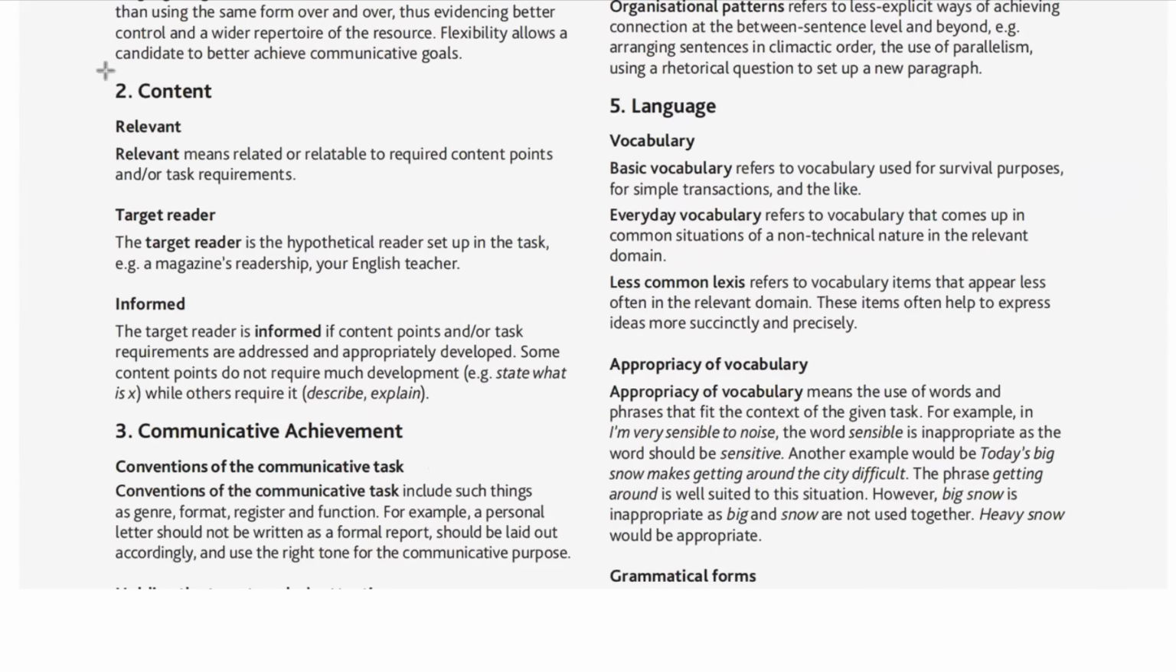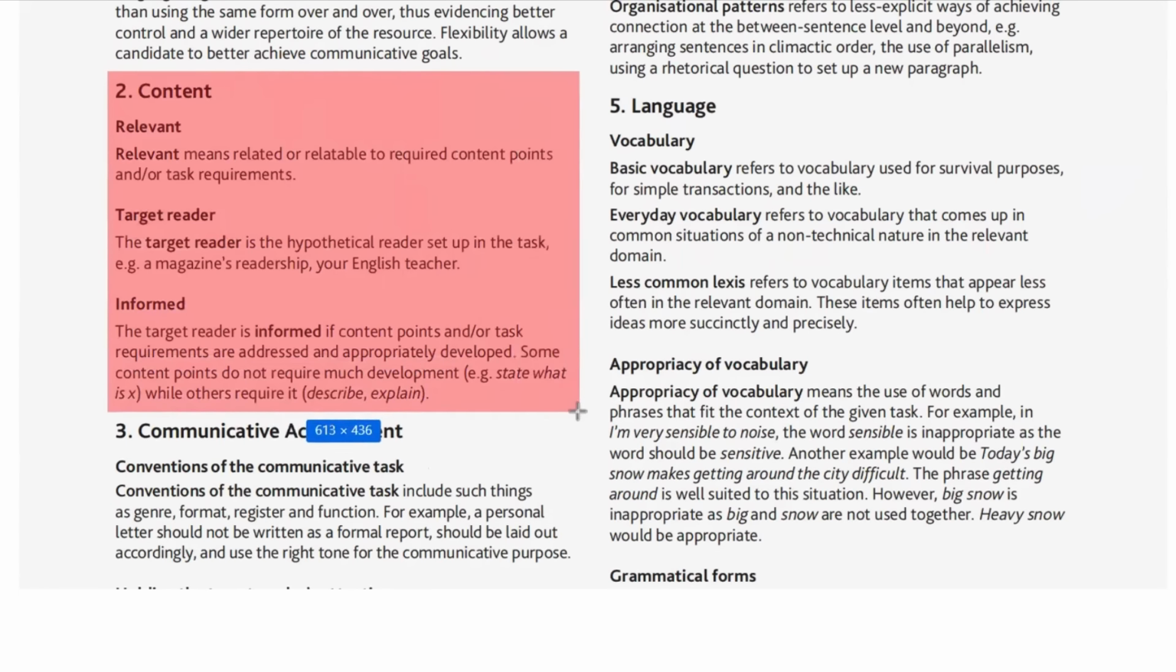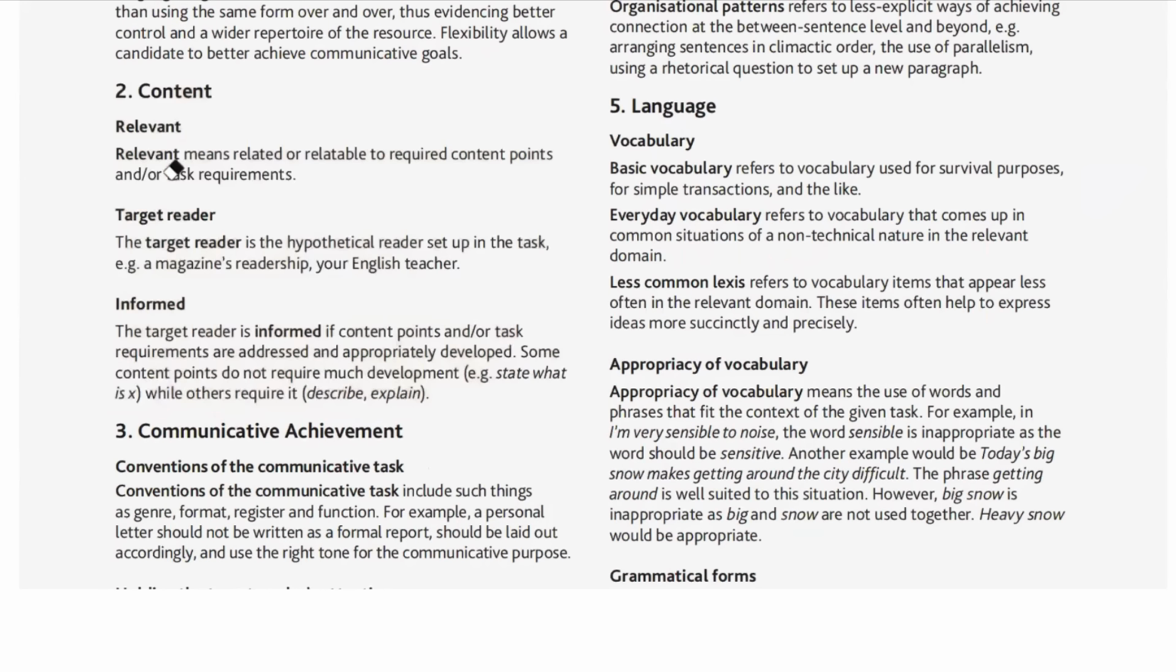Okay, so the first criteria we can have a look at is content. Let's just have a look and see what is involved in content. So is the information relevant? Relevant here means it's related or relatable to required content points and or task requirements. So basically, have we in the report done what we should?